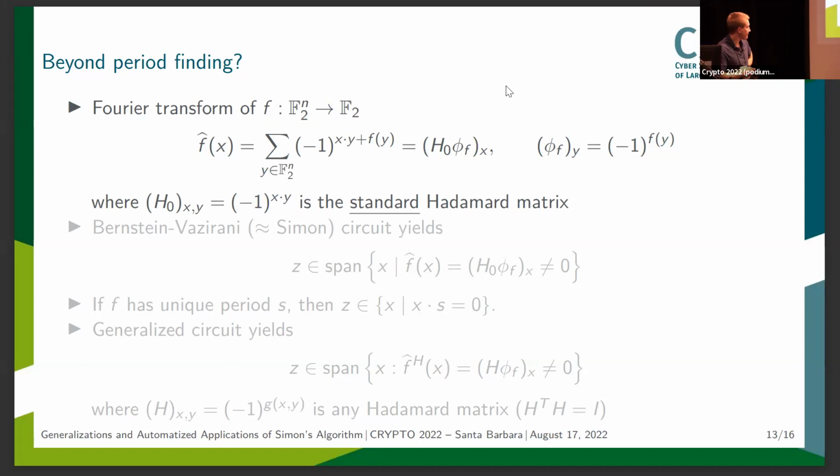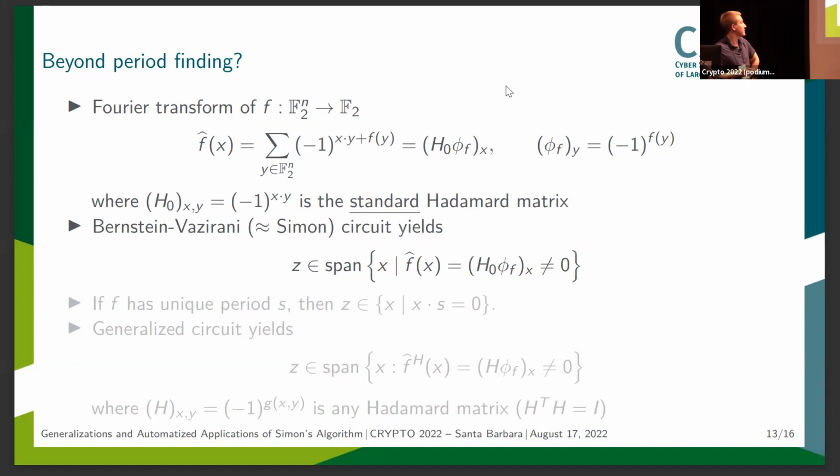Now, if we don't really study Simon's algorithm, but the Bernstein-Vazirani circuit, which is rather close to Simon, so it's not a big deal.